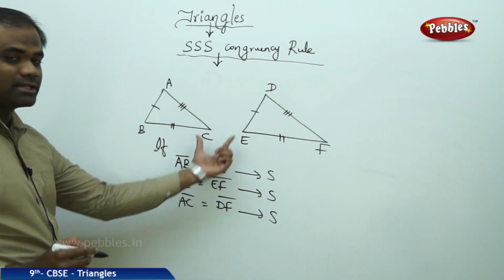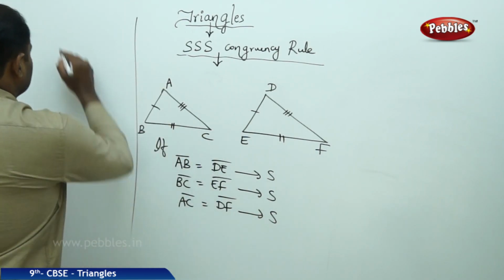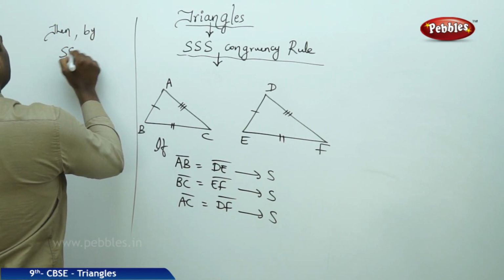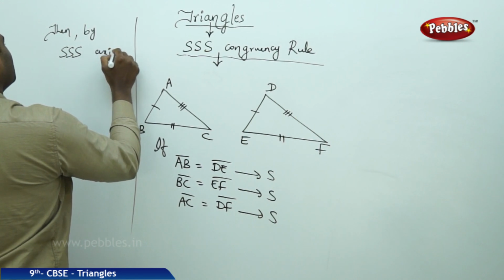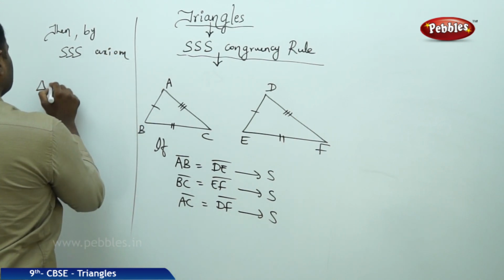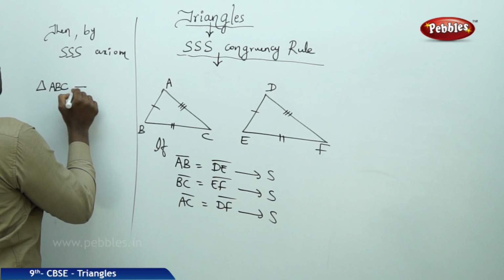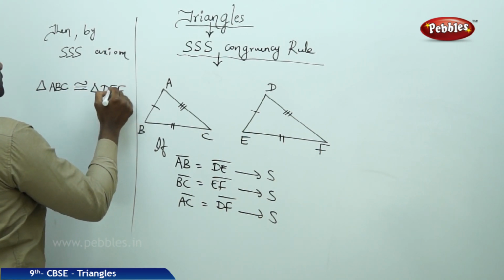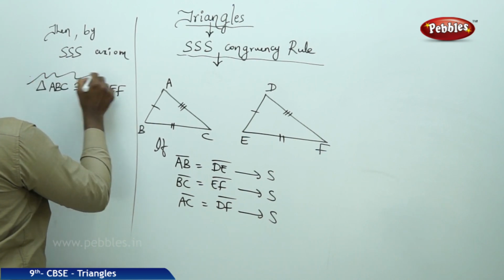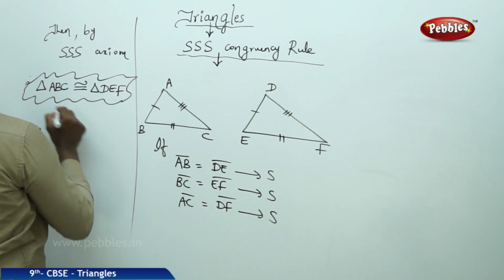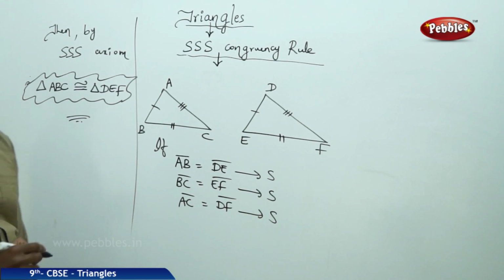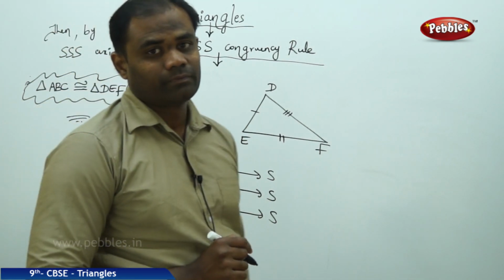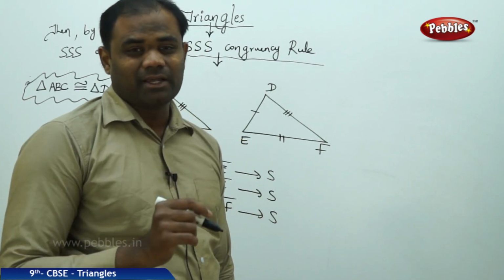So if the corresponding sides are equal, then by SSS axiom, triangle ABC must be congruent to triangle DEF. This is how I understand the two triangles being congruent through the side axiom.